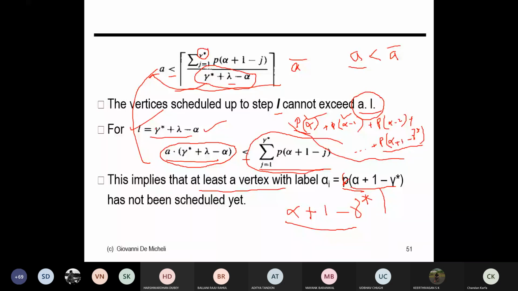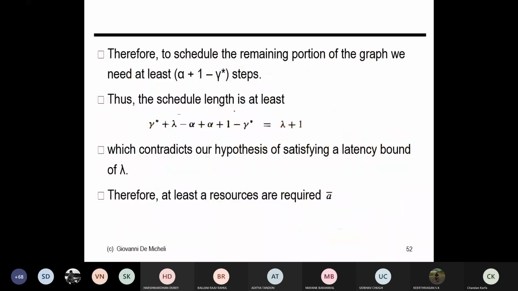If I sum this plus this, what will happen? This is my current state and this is the remaining state. If you do this, it will basically be lambda plus 1. What does it mean? It contradicts my hypothesis, because I assumed that I can achieve the schedule of lambda with A number of resources, which is less than A bar. But I see that I need at least lambda plus 1 time steps, which contradicts. So I cannot have a schedule with less than A bar resources, which is given by this particular equation.